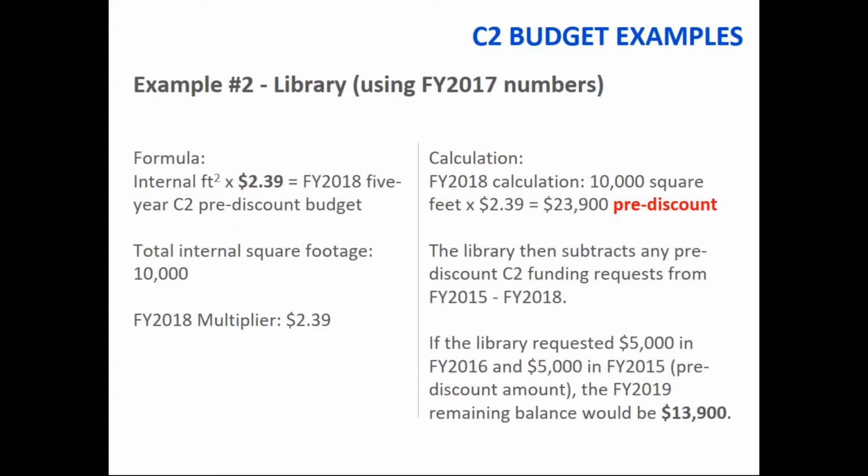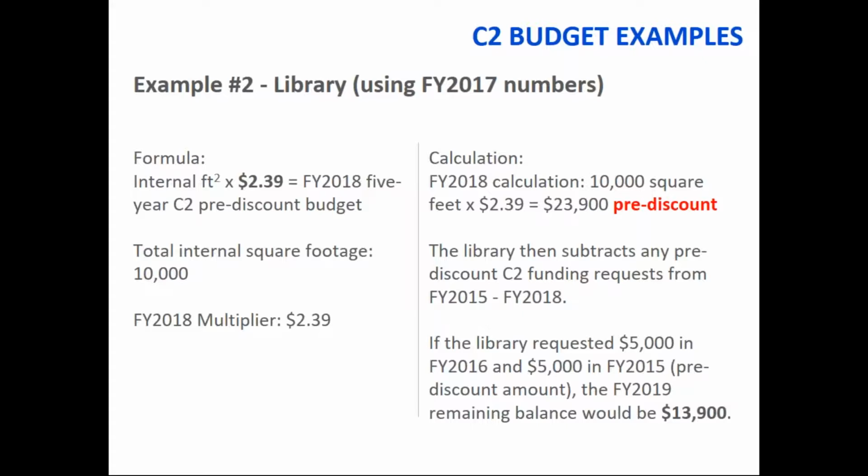All right, just a quick example here. So let's say you have a library that has square footage, let's say 10,000 square feet, $2.39 per square foot comes out to $23,900. All right, so just simple math here.